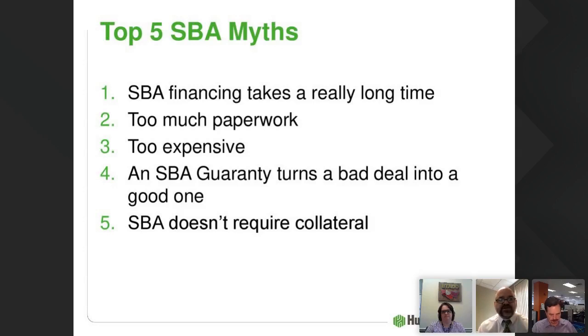An SBA guarantee turns a bad deal into a good one. No, not necessarily. An SBA guarantee is only designed to offset one thing and one thing only, and that is lack of collateral. So it's not going to fix cash flow.